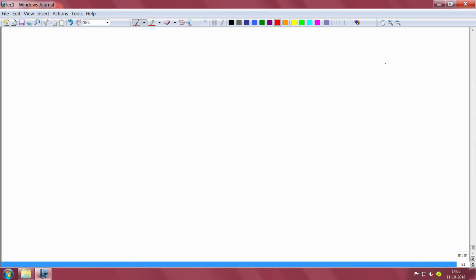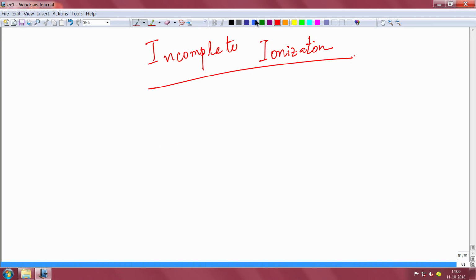And then another thing we would like to discuss before we go to the topics of mobility and carrier velocity and other things which are important for transport is called incomplete ionization. We should just be aware of this term. We don't have to do the exact numericals or mathematics of this, but we should be aware of what incomplete ionization is.